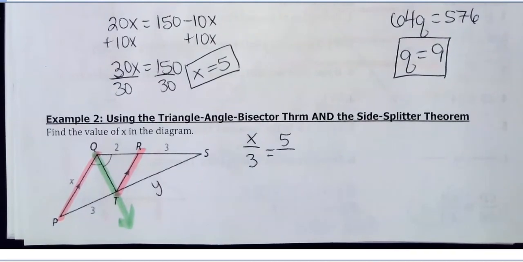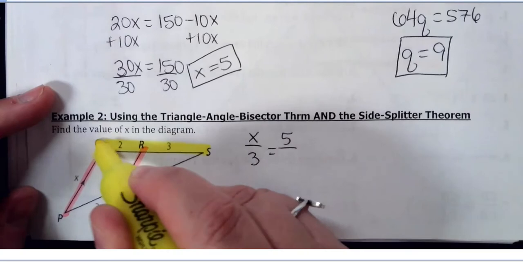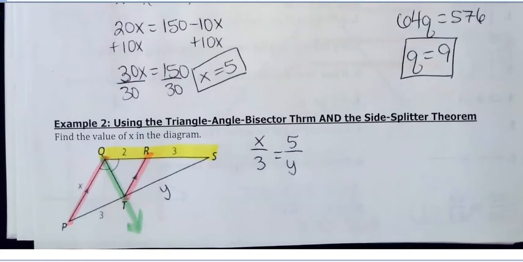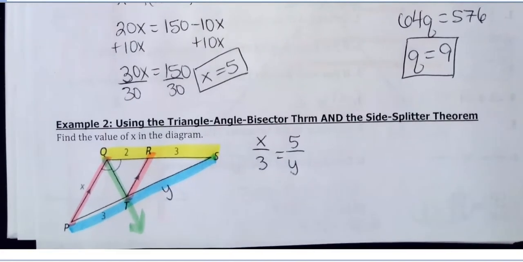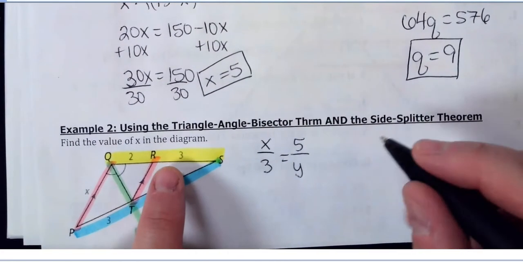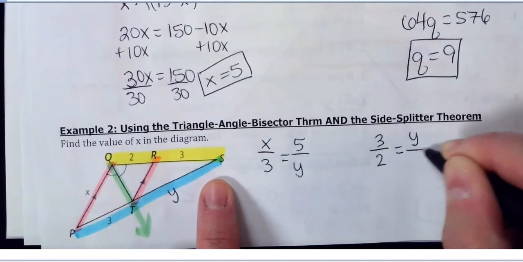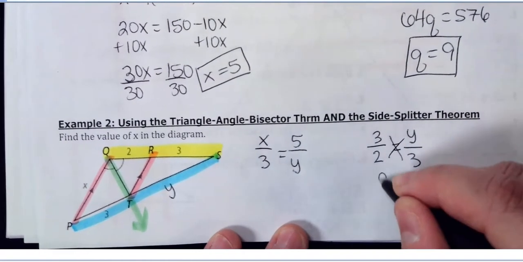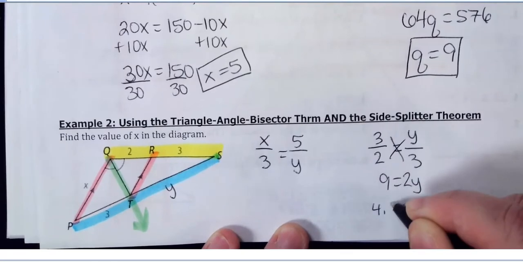Okay, now, if you guys remember from yesterday, we did the side splitter theorem. So if I look at those parallel lines, if I go down this side, so the y would go right in here. If I go down that side, and I go down this side, I'm using here the side splitter. All right, so side splitter would tell me 3 over 2, both down that side, would be equal to y over 3, both down that side. All right, I'm just going to cross multiply here. 3 times 3 is going to give me 9. 2 times y gives me 2y. So 9 divided by 2 is 4.5.